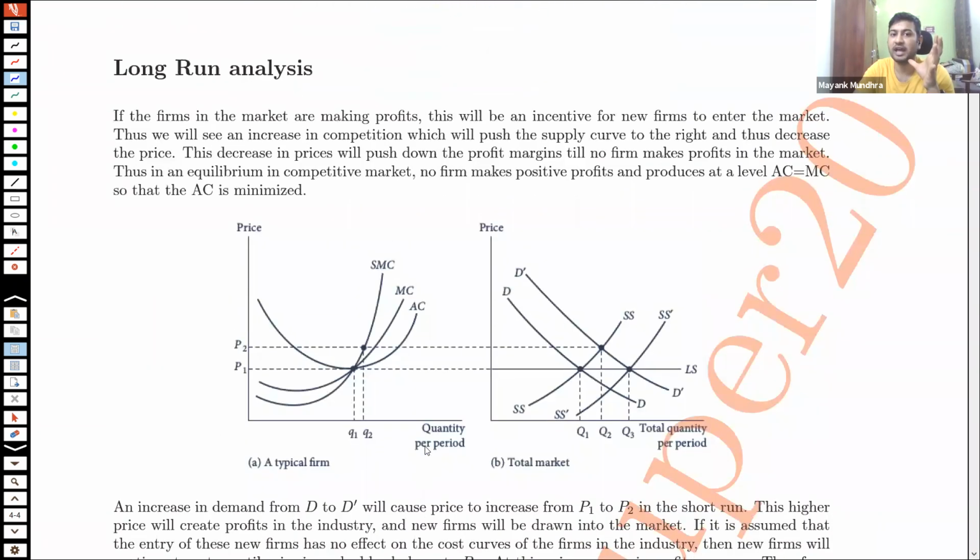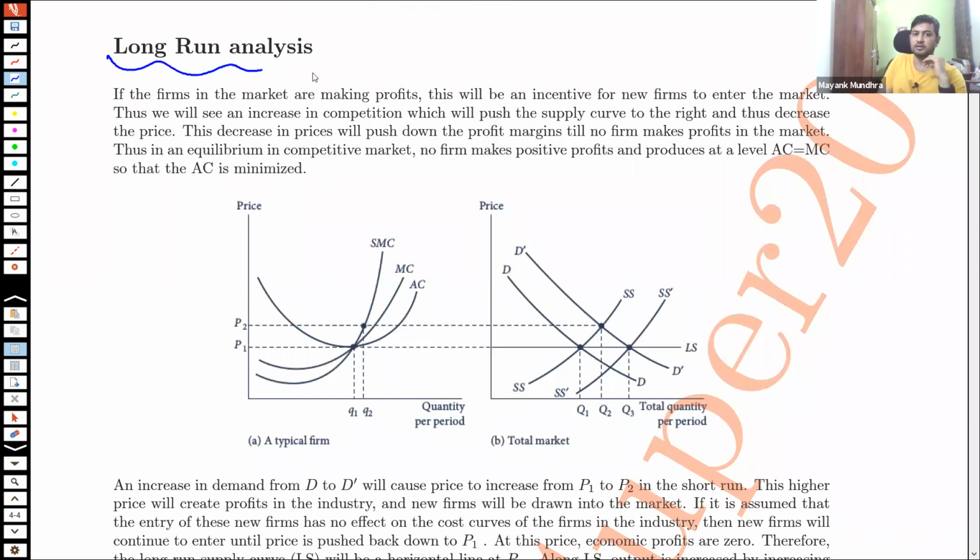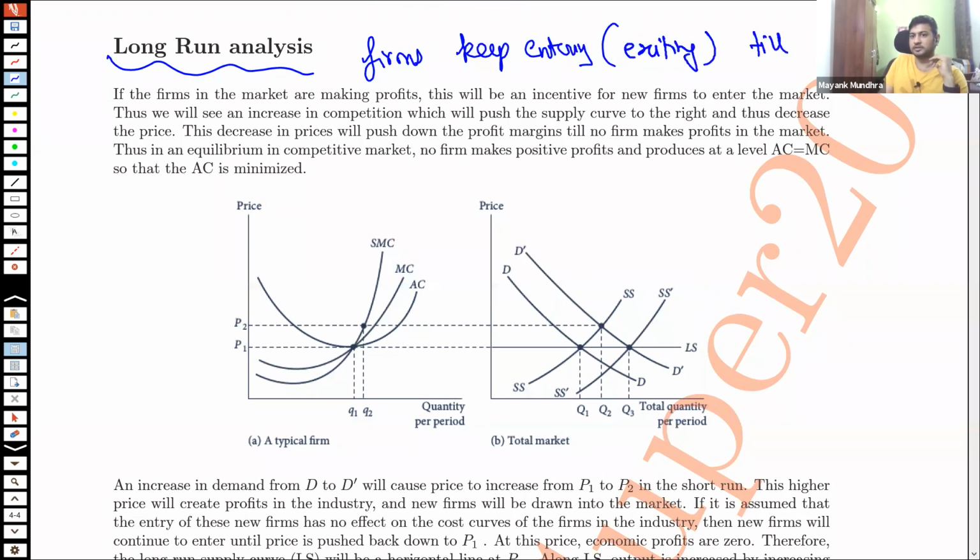So in the long run, firms keep entering or exiting till profits reduce or increase to pi naught, which is zero economic profit.